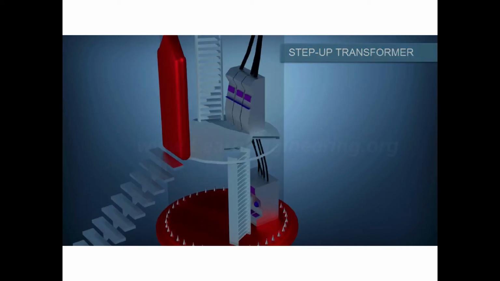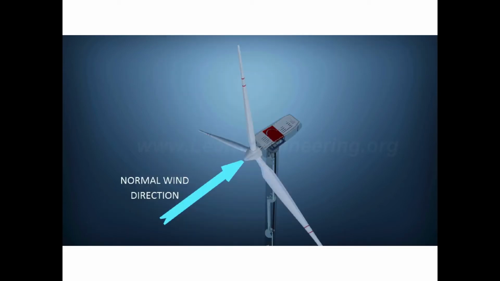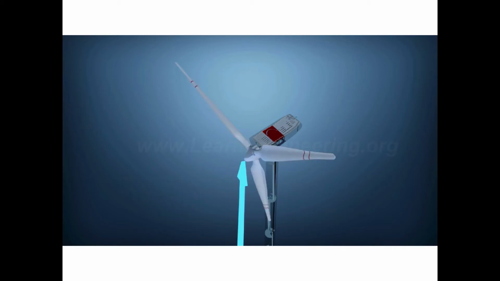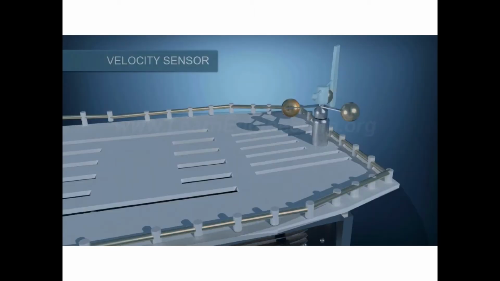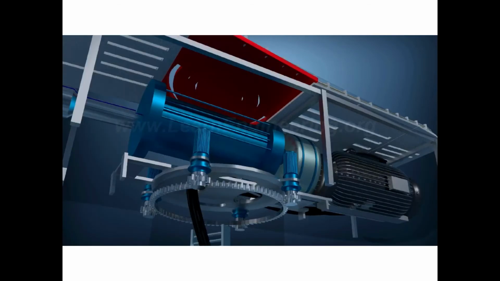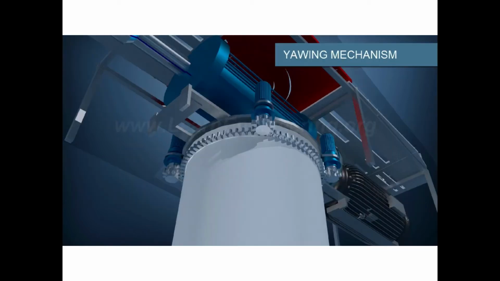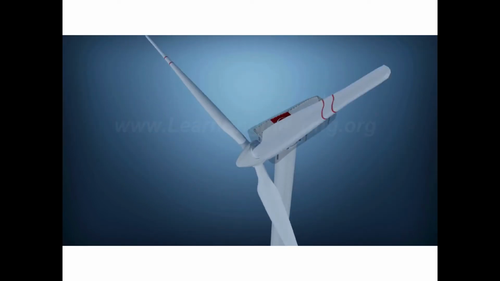The wind turbine should face the wind normally for maximum power extraction. But the wind direction can change at any time. A velocity sensor fitted on the top of the nacelle measures the wind speed and direction. The deviation in the wind's direction is sent to an electronic controller, which in turn sends an appropriate signal to the yawing mechanism to correct the error. You can see how the yaw motors turn the nacelle. Thus, the wind turbine will always be aligned with the wind direction.